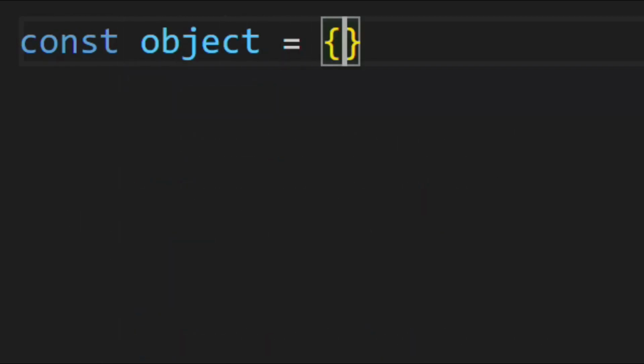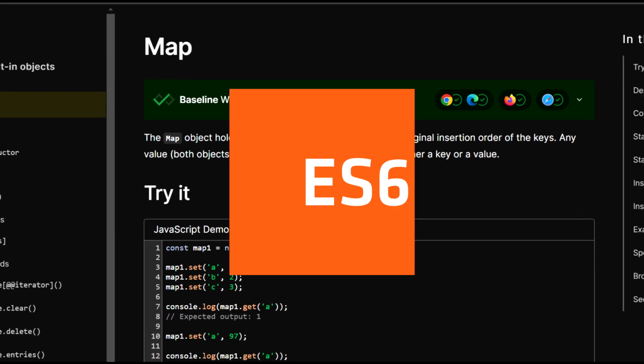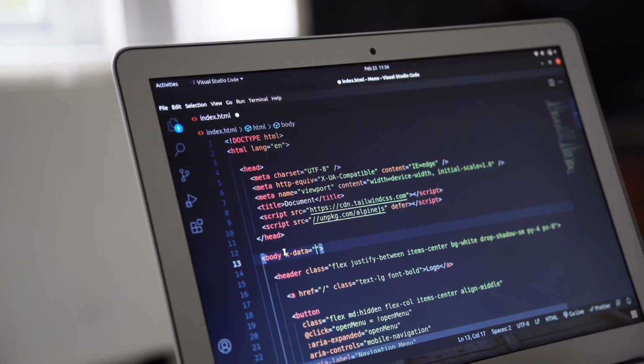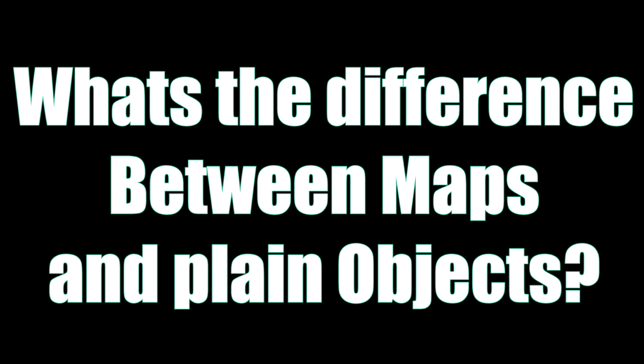We all use objects, but who uses map? Maps were introduced in ECMAScript 6 and they provide much more security and efficiency. But why do casual web devs sleep on them? What's the difference between maps and plain objects?